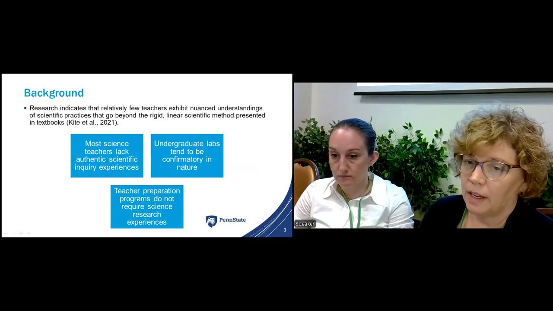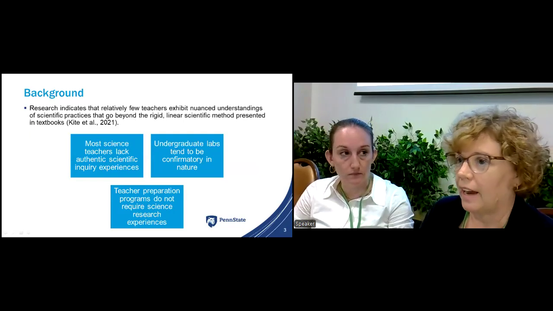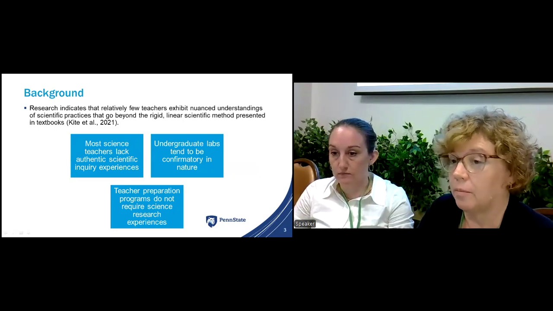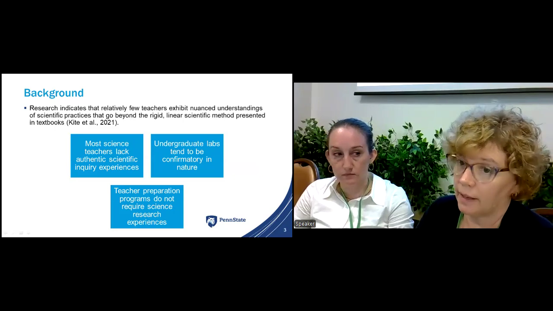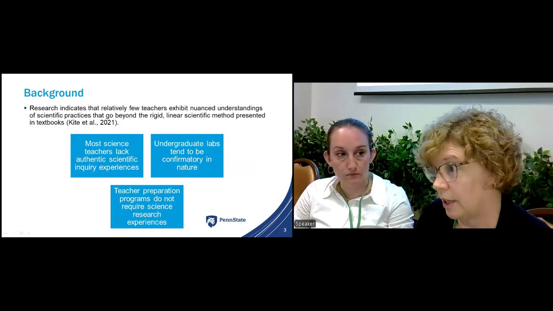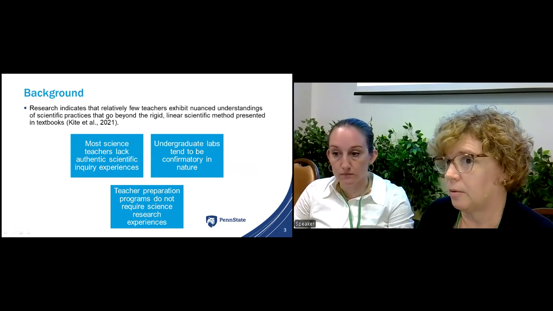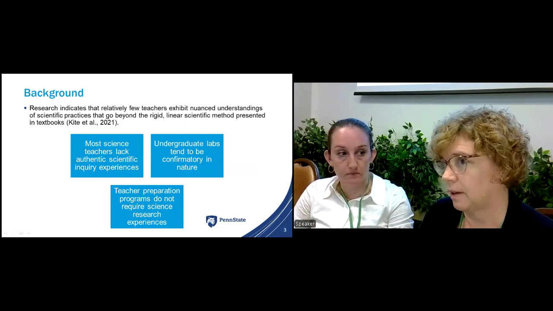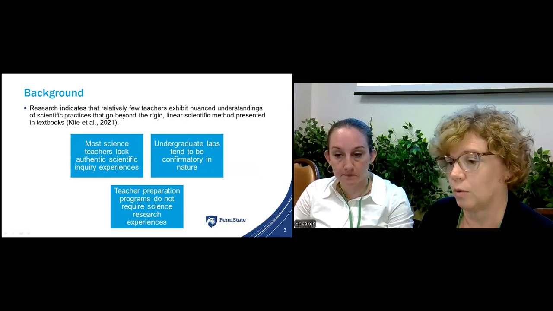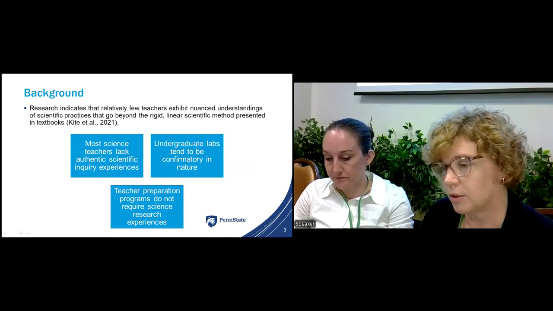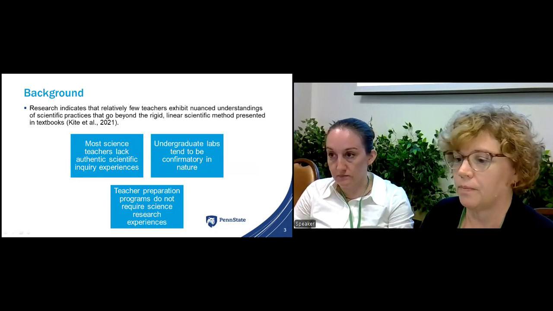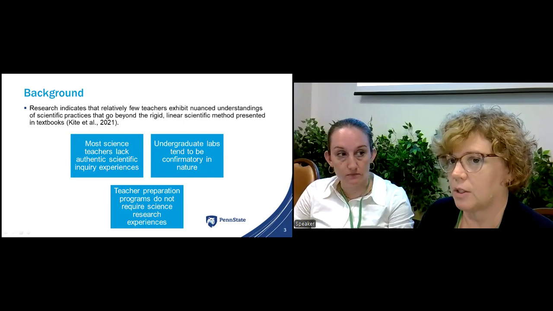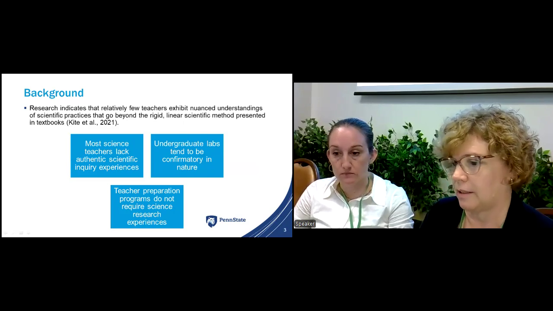So we do know that science teachers don't really have a strong understanding of these practices, and they certainly don't about science, but they know even less about engineering. So we really want to learn what it is the scientists and engineers are doing as far as the actual practices and approaches that they're using in their research. And the teachers don't have any kind of authentic experiences using these practices.